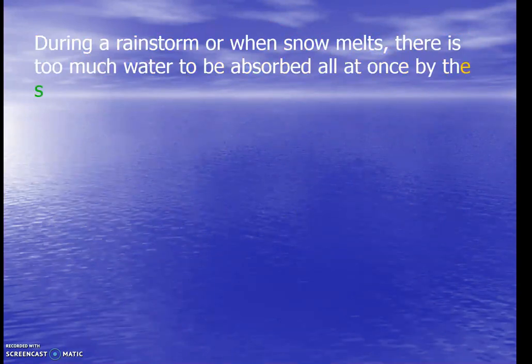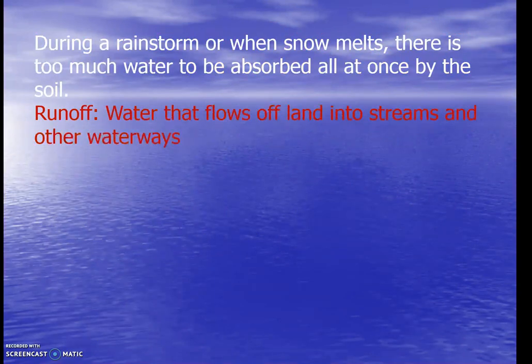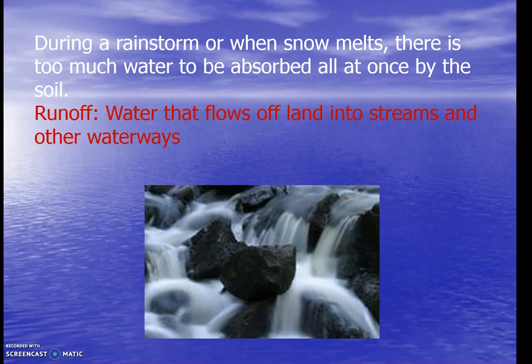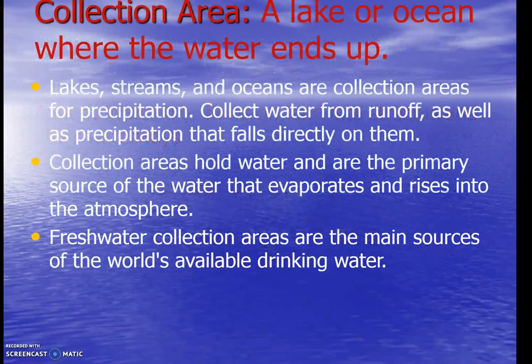During a rainstorm or when snow melts, there is too much water to be absorbed all at once by the soil, and that causes runoff, water that flows off land and into streams or other waterways. From runoff, the water goes into a collection area, a lake or ocean where all of that water eventually ends up. Lakes, streams, and oceans are collection areas for precipitation. They collect water from runoff, as well as precipitation that falls directly on them. Collection areas hold water and are the primary source of the water that evaporates and rises into the atmosphere. Freshwater collection areas, such as lakes, are the main sources of the world's available drinking water.